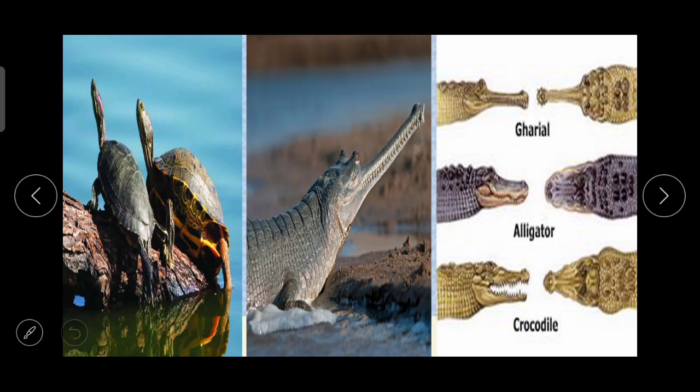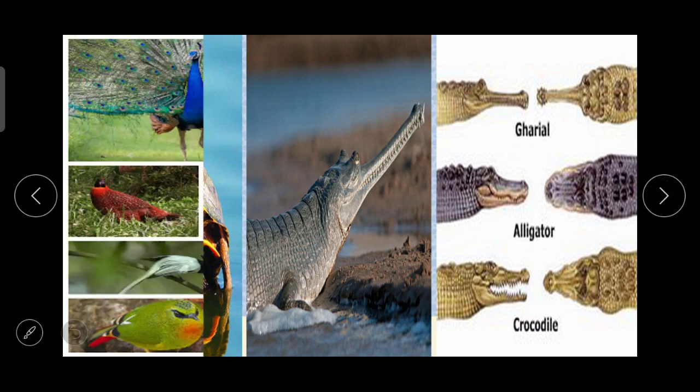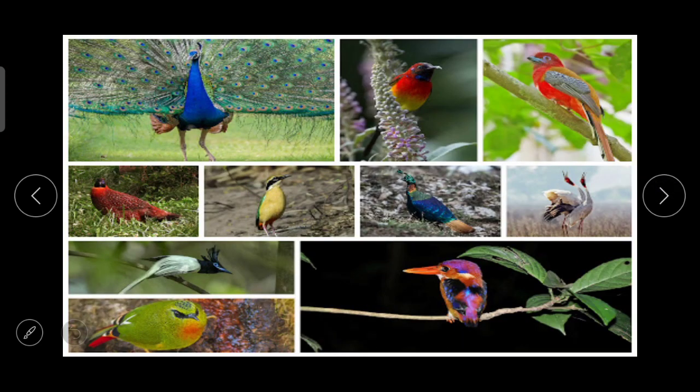Rivers, estuaries and coastal areas are homes of many turtles, crocodiles and gharial. The forests and wetlands are the shelters of a variety of birds like peacocks, Indian bustard, kingfishers, pigeons, ducks, parakeets and cranes. So, all these species make it a land of unique habitat of wildlife.